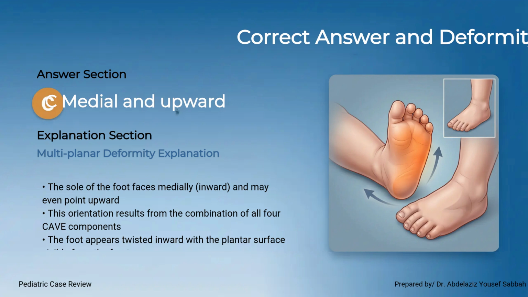In true clubfoot, the sole of the foot faces medially and may even point upward. This orientation results from the combination of all 4 CAVE components acting simultaneously. The foot appears twisted inward with the plantar surface visible from the front. This distinctive positioning is pathognomonic for clubfoot deformity.